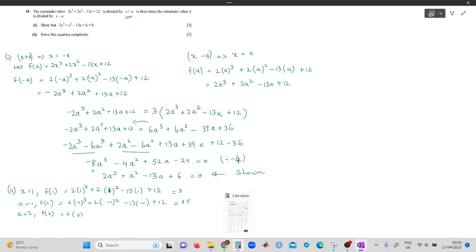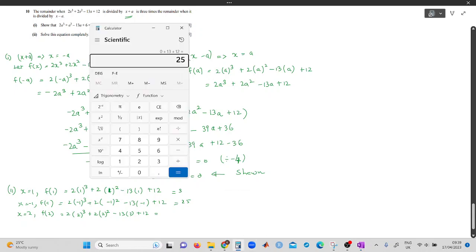2 times 2 to the power of 3 plus 2 times 2 to the power of 2 minus 13 times 2 plus 12. So this will give me 2 fois 8, ça me fait 16 plus 8, retirer 13 fois 2 plus 12. I think there's a mistake.